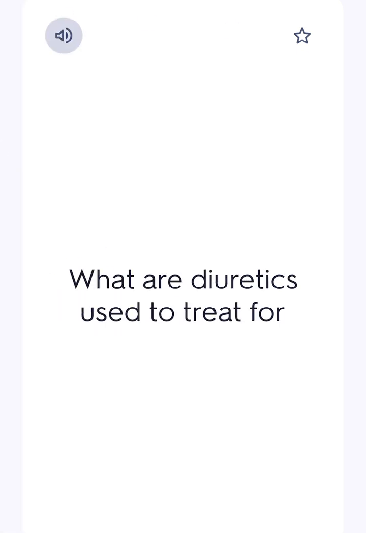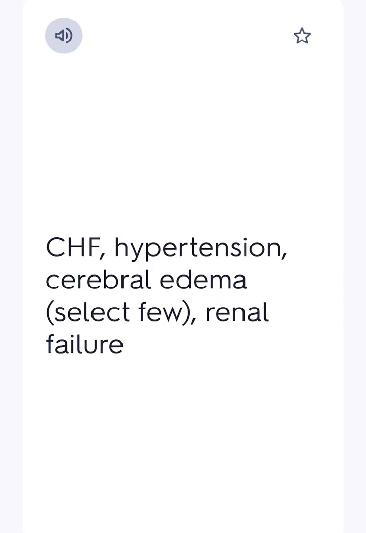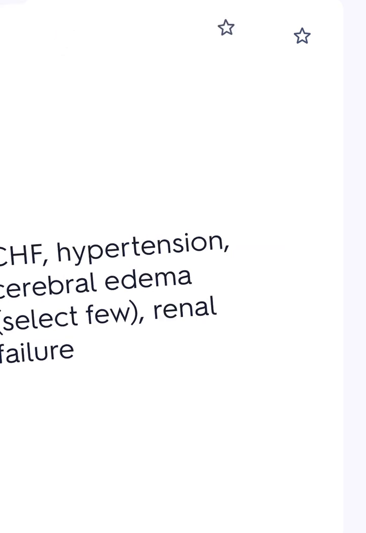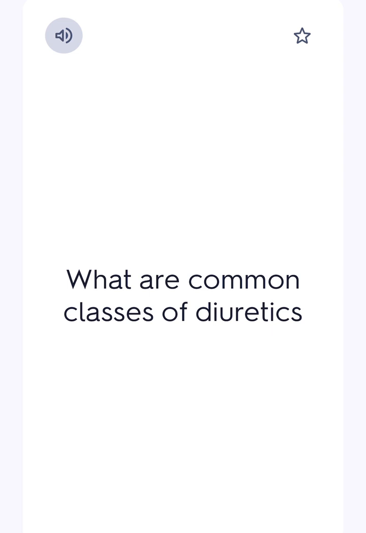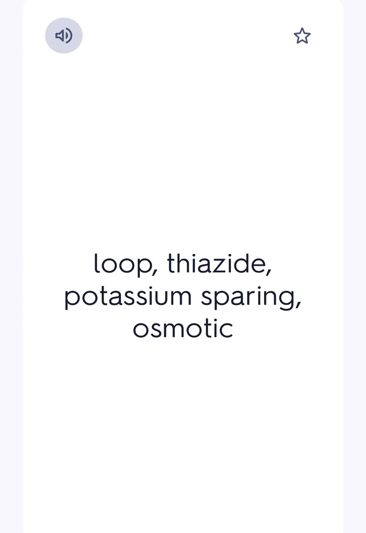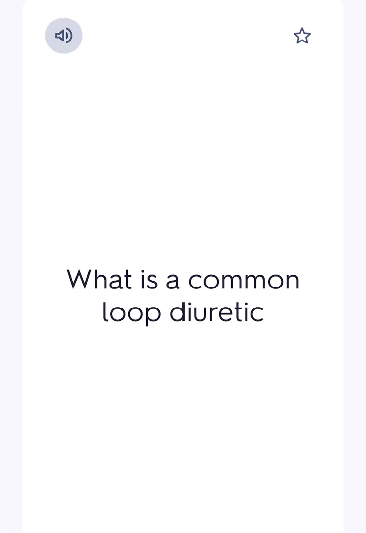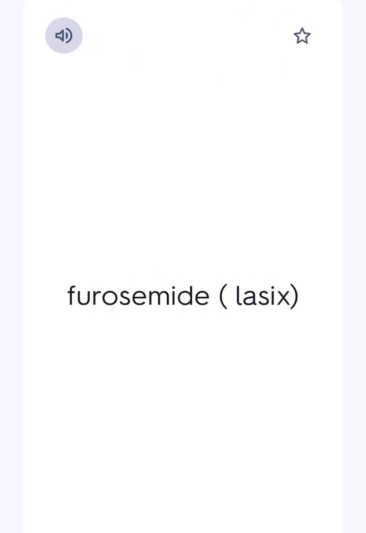What are diuretics used to treat for? CHF, hypertension, cerebral edema, renal failure. What are common classes of diuretics? Loop, thiazide, potassium-sparing, osmotic. What is a common loop diuretic? Furosemide.